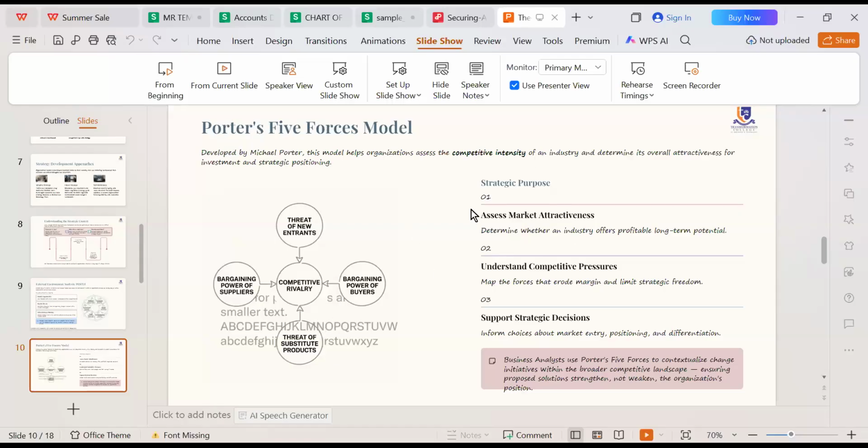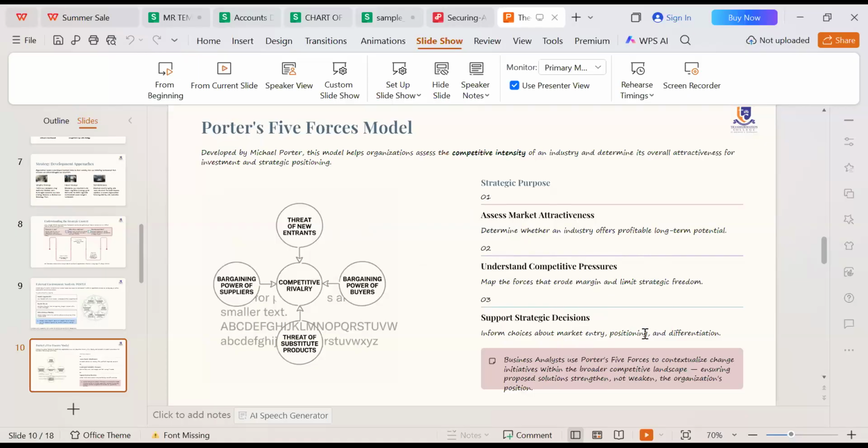Yes, the purpose of all of this is to help us assess the market attractiveness. We need to determine whether an industry offers profitable long-term potentials. We need to understand the competitive pressures. We need to be able to map these 5 forces, to ensure that it is aligning to the strategic objective of the organization, and also to support the strategic decision.